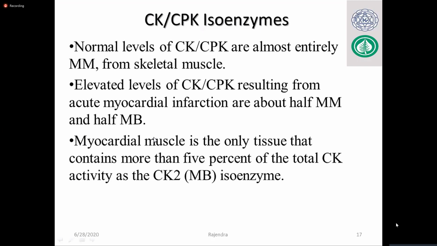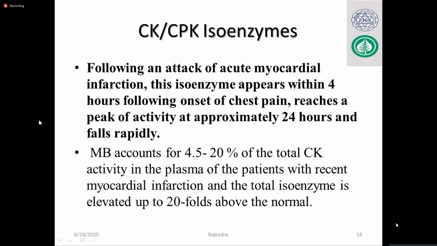Myocardial muscle is the only tissue that contains more than 5% of total CK activity as CKMB isoenzyme, especially when we have muscle tissue damage. In that case we may get more than 5% CKMB in our total CK. That means it's generally 1 to 3%, but when there is muscle damage, we may get more than 5% of CKMB in our enzyme diagnosis.